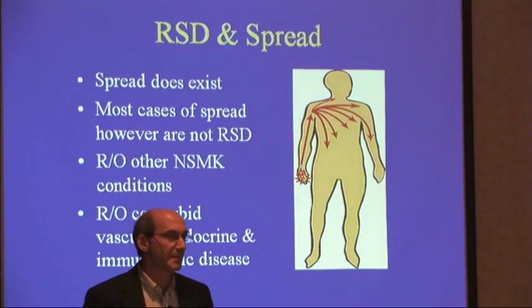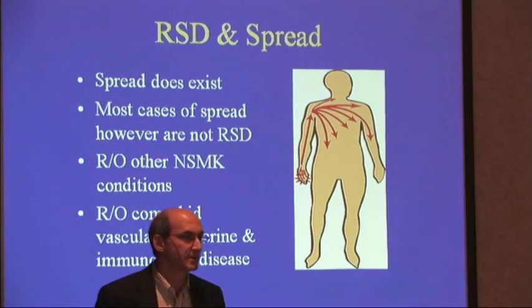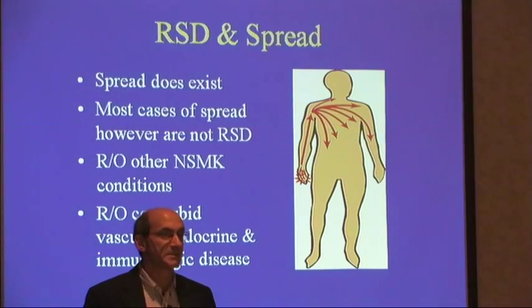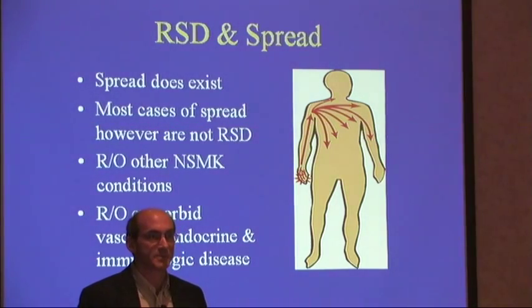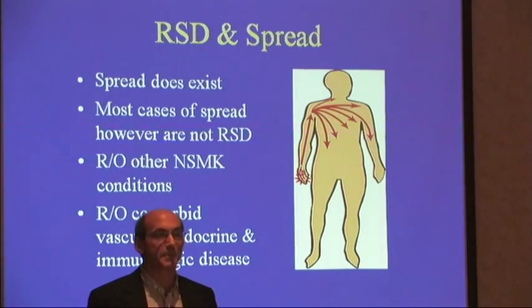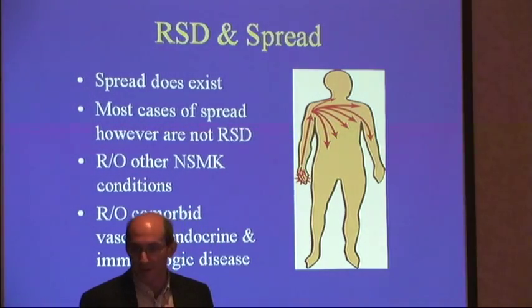That doesn't mean, by the way, that if somebody comes in and says, I've got RSD in my hand and now my other hand hurts, that they have dystrophy. They'll tell you that they do. The patient will believe that they do. And in 90% of the cases, they don't. They have another disorder. But that disorder needs to be worked up frequently and quickly, because you don't want it to spread. And there are cases where spread does occur.